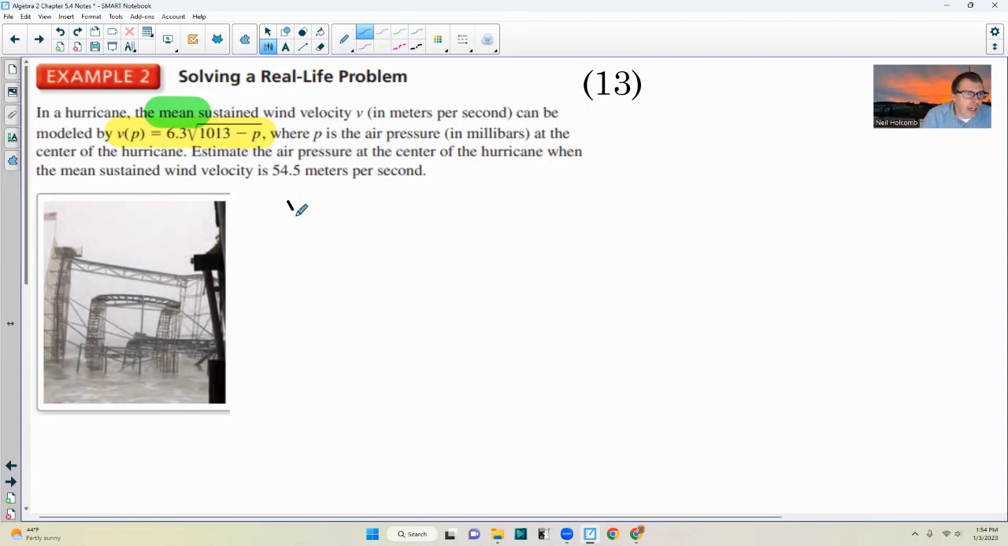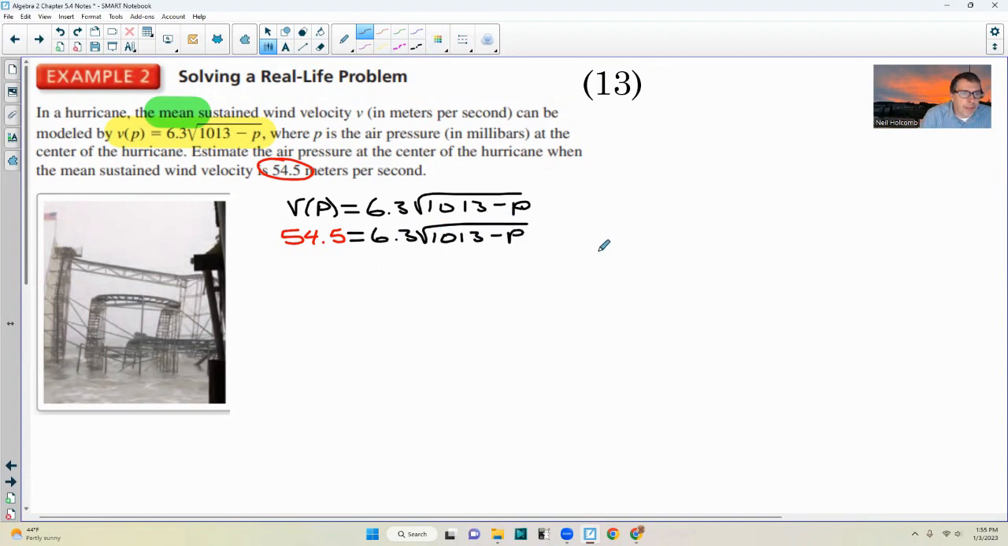So let's take a look. The first thing I'm going to do is rewrite that equation. V of P equals 6.3 times the square root of 1013 minus P. Okay, so there's our equation. I just copied it from up here. But now they're saying estimate the air pressure. So we're trying to find P when the mean sustained wind velocity V, in meters per second, is 54.5. So the first thing I'm going to do is substitute this value in for V of P. So 54.5 equals 6.3 square root of 1013 minus P.